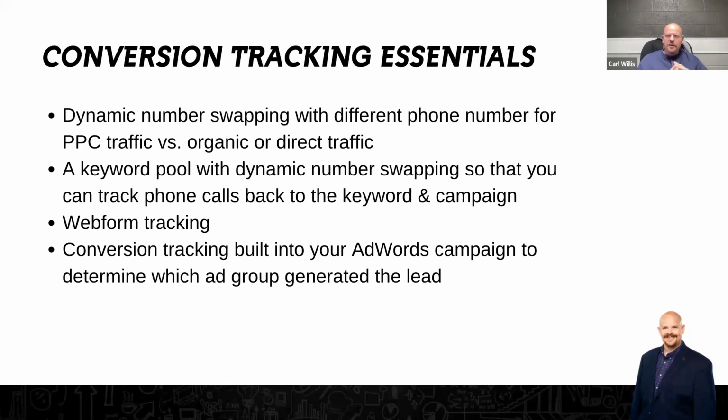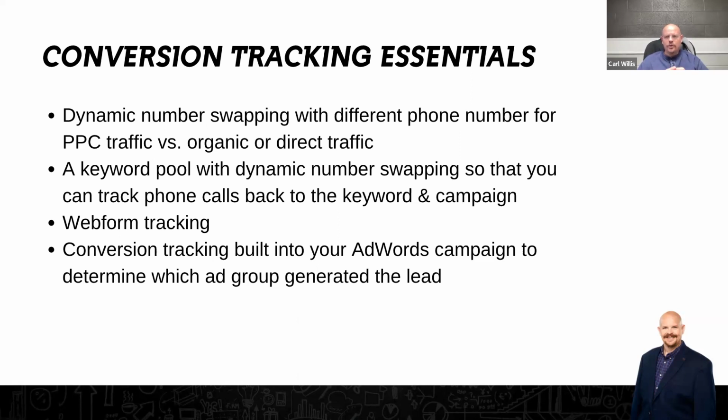Again, some of you, if you're a captive agent, you may be a little limited in this, but I'm going to put this in front of you. Number one, use dynamic number swapping. What that means is you use a trackable phone number for your paid traffic. And ideally, you would have one for your organic traffic and one for your paid traffic. And if you're using multiple traffic sources, you might actually have 3 or 4 numbers, so you know specifically when a call comes in what the source was for that call.